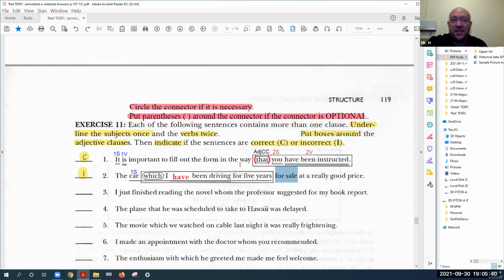So let's continue. What is this, which? After here, which is a connector. Yeah. And then I is the second subject. All right. Have been driving is the second verb. Very good. Have been driving. Second verb. Excellent.